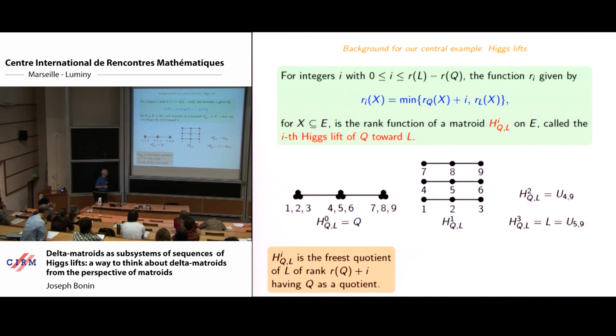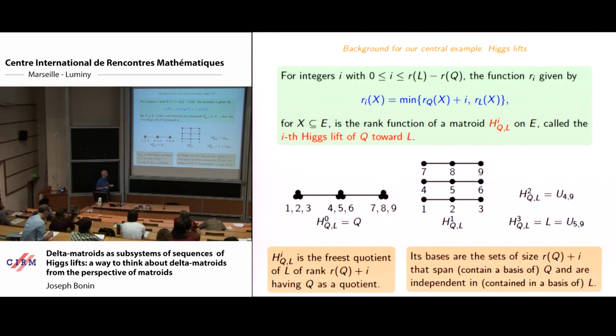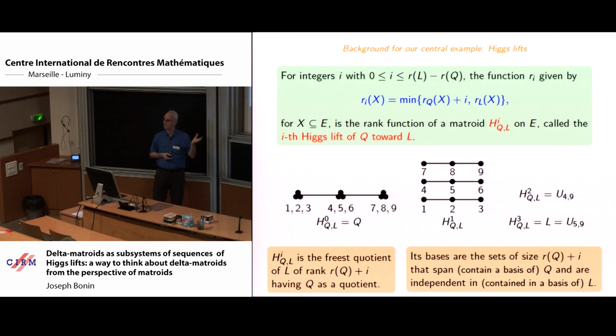It has a lot of nice properties. It's the freest quotient of L of the rank of Q plus i that has Q as a quotient. It has a very nice description of the bases that's going to be crucial in what we do. The bases of the Higgs lift are the sets of size rank of Q plus i that contain a basis of Q and are contained in a basis of L. Okay? That relation is going to be crucial to what we do. Any questions so far? Everybody's okay?